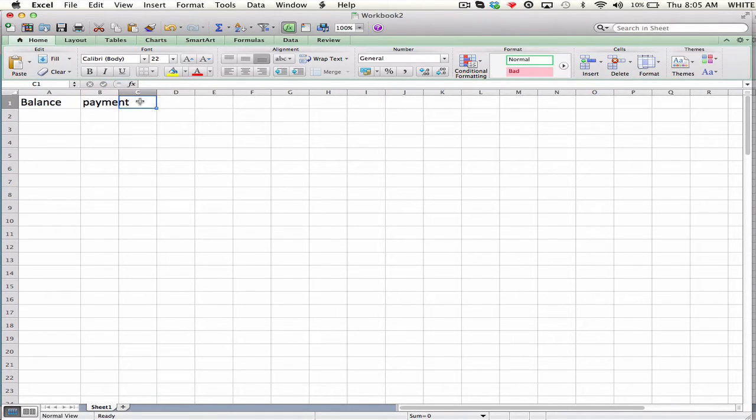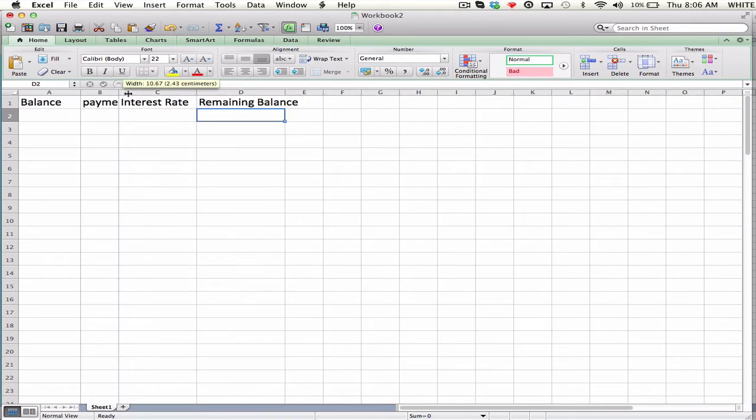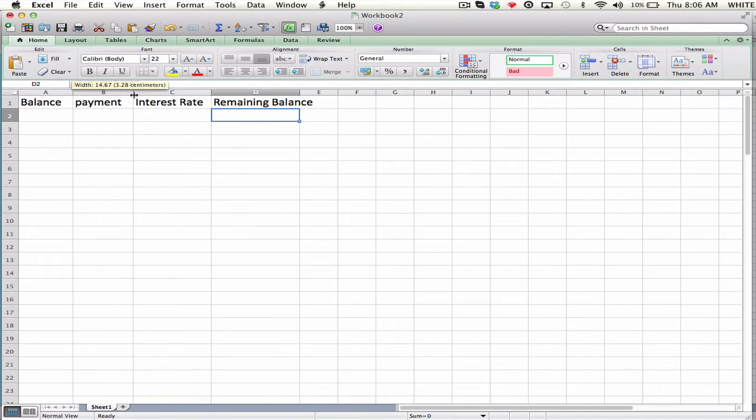C1 type in interest rate, and then in D1 type in remaining balance. It's a little bit redundant, but you'll see why it's kind of helpful to have it.